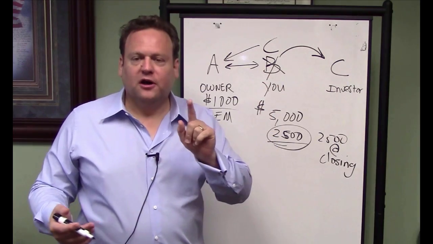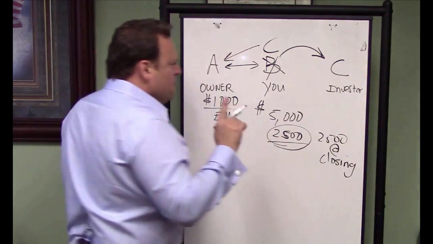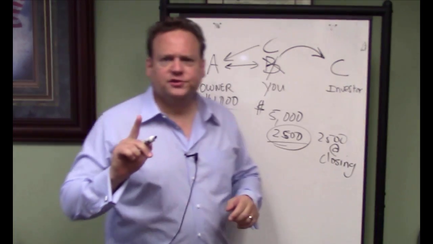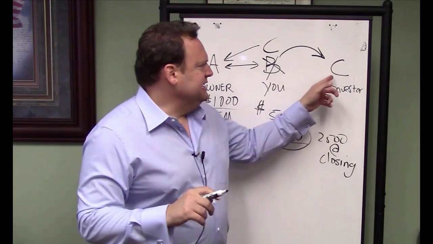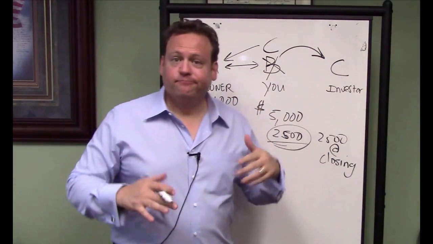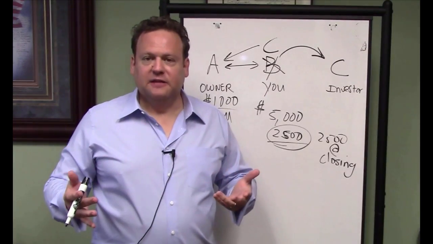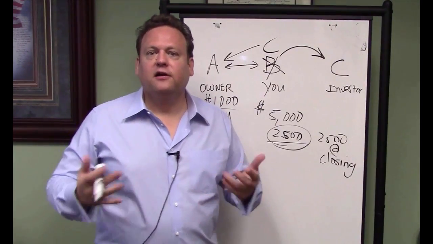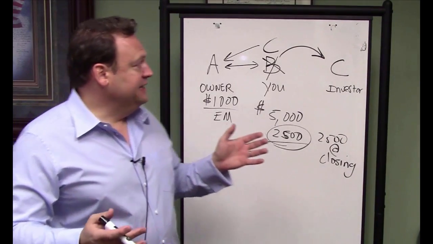Okay? Also, when you do the assignment agreement between B and C, make sure there's plenty of disclosures and disclaimers about the property being as is, because I've seen C's sue B's for not disclosing things about the property that they knew or should have known. I have a very good form in my forms package that covers this scenario. Okay, so that is the first no money down technique.